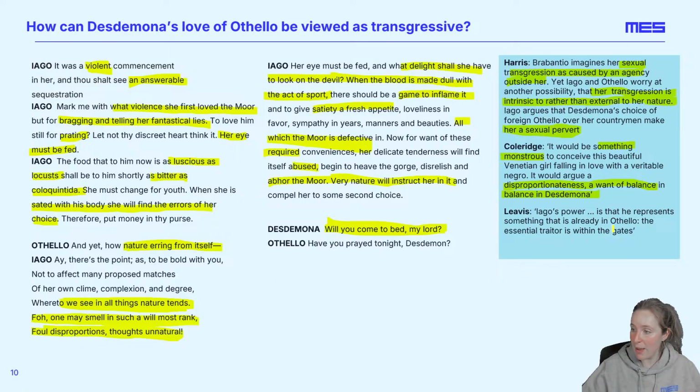Lever said Iago's power is that he represents something that's already in Othello. The essential traitor is within the gate. So this idea that Iago only voices what Othello is already thinking, that Desdemona is actually wrong in some way. She shouldn't want to have him, so it's justified why she would cheat.